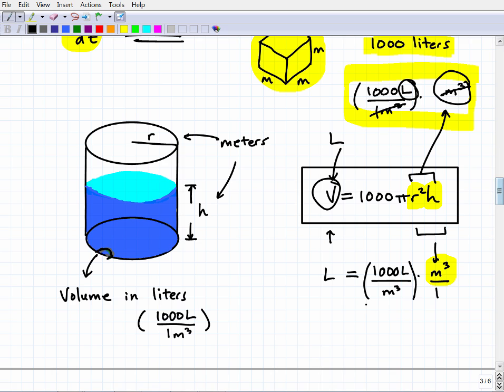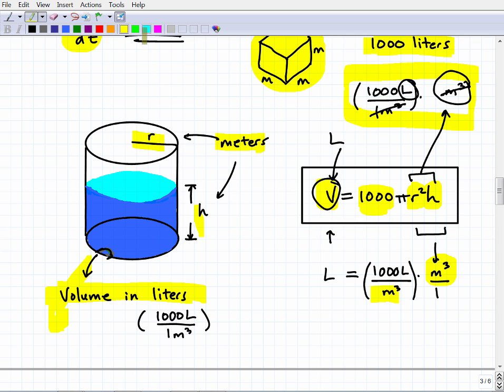So you can kind of see that setup right here, because volume for this particular problem is given in liters. Remember, 3,000 liters per minute. So if we're using 3,000 liters per minute and we're using this as meters, well, we have to multiply by 1,000. Okay, so you can see here how this math works out.